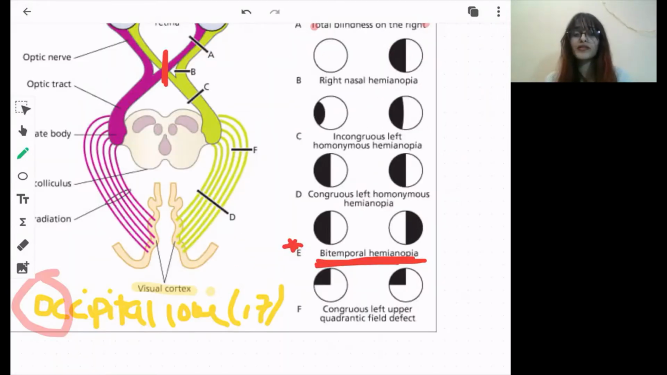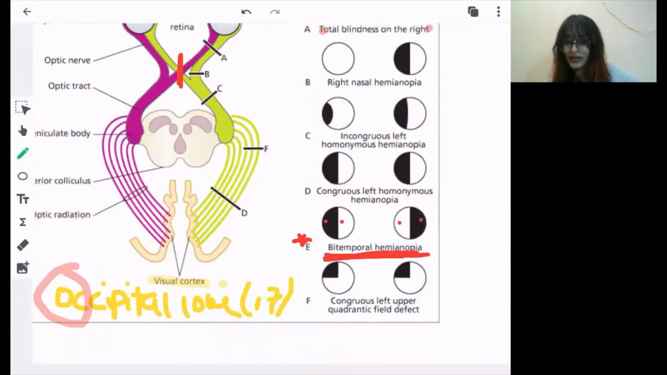So bitemporal means two temporal, that is the temporal regions of both eyes are affected. Hemianopia means there is blindness only in half of the visual field. So you can see that the medial visual field is fine, and there is blindness only in the temporal visual field or the lateral visual field.